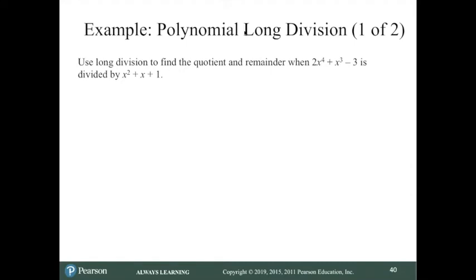So let's try one. Use long division to find the quotient and remainder when 2x to the fourth plus x cubed minus 3 is divided by x squared plus x plus 1. So if I'm dividing this, I want my numerator, 2x to the fourth plus x cubed minus 3, dividing it by x squared plus x plus 1.